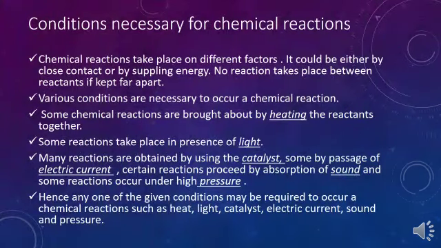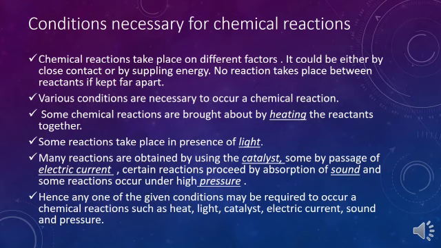Now, let us know what are the conditions necessary for chemical reactions. Usually, chemical reactions take place depending on different factors. It could be either by close contact or by supplying energy. No reaction takes place between reactants if the reactants are kept far apart. Here, various conditions are necessary for a chemical reaction to occur. Some chemical reactions are brought about by heating the reactants together. Some reactions take place in the presence of light.